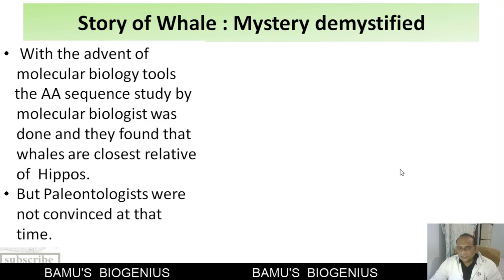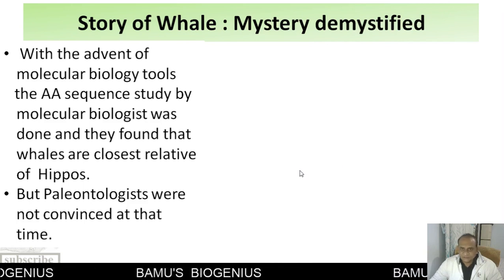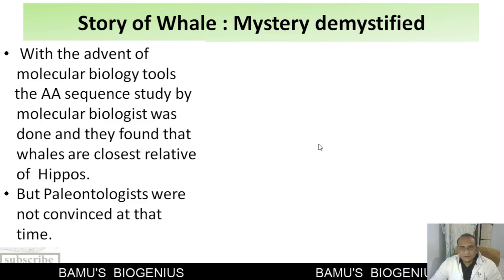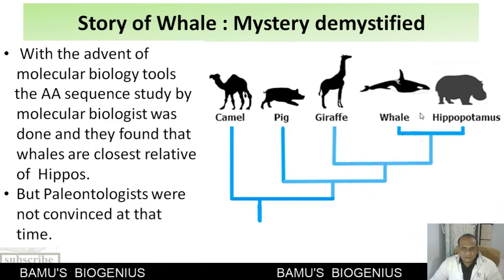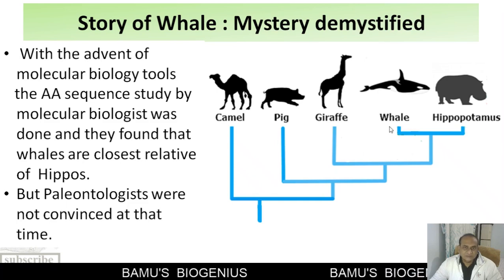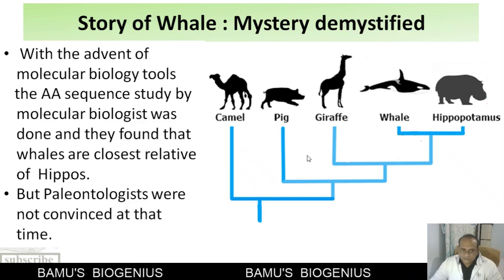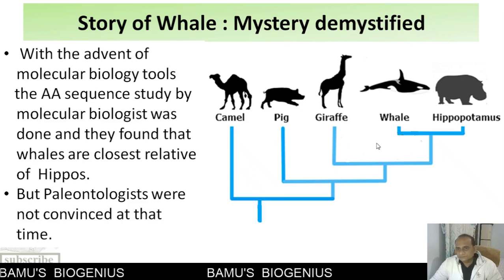But with the advent of molecular biology tools, some molecular biologists sequenced the amino acids from the hemoglobin of land vertebrates and compared it with that of whales. What they found was that whale hemoglobin is similar to hippopotamus hemoglobin. Then they revised this cladogram like this and placed whales alongside the hippopotamus in the group of even-toed animals. But still, paleontologists were not convinced. So this mystery remained as it is.